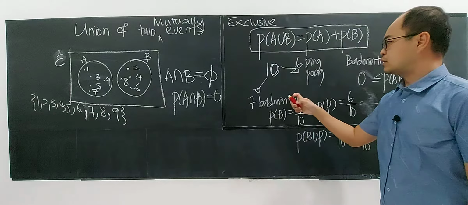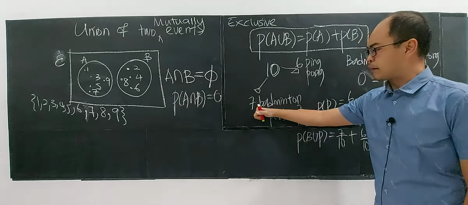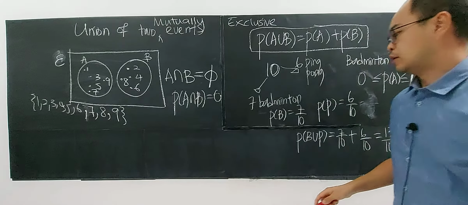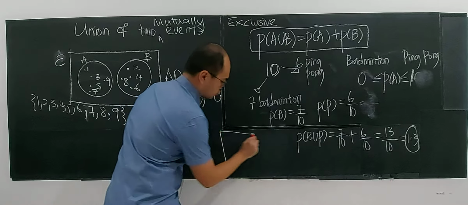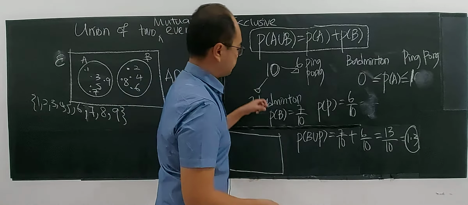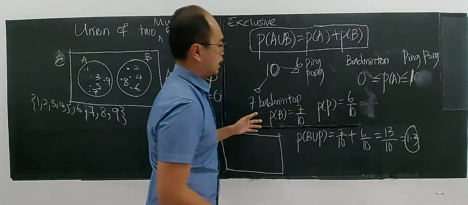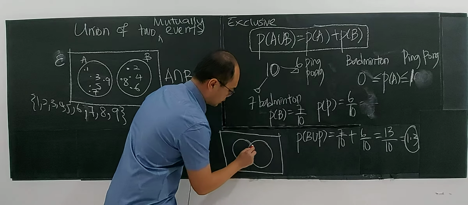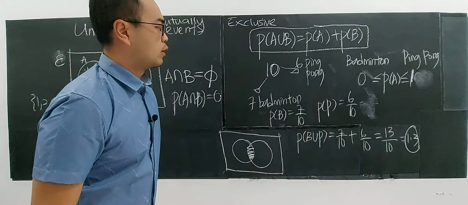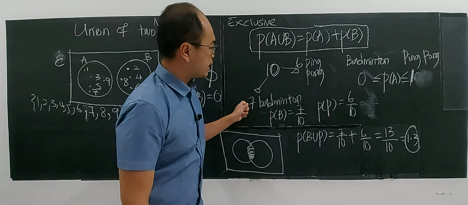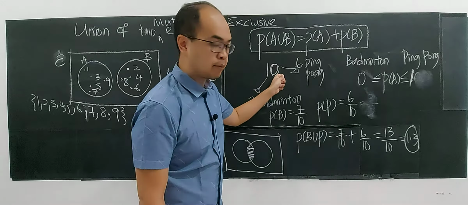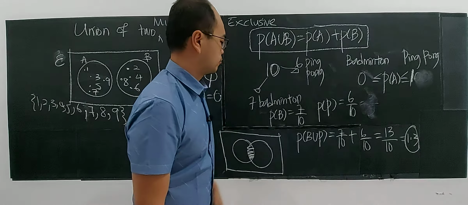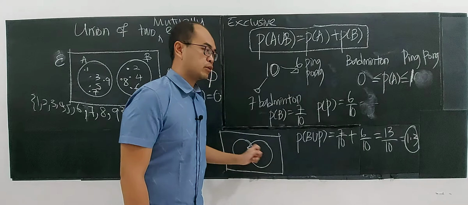Do you know why? Because the event of a student playing badminton and the event of a student playing ping pong are non-mutually exclusive. It means that maybe some of the students are playing ping pong and also playing badminton. There is a possibility of overlapping here. Because you add up the probabilities, 7 plus 6 was supposed to be 10, but now you get 13. That means this is a non-mutually exclusive event. There is an overlap between the two events.